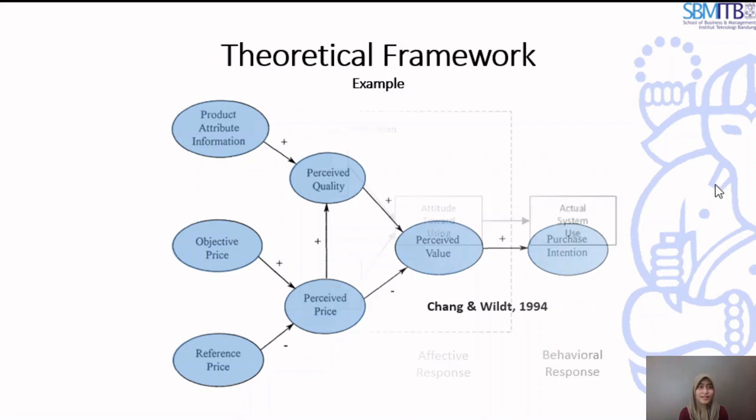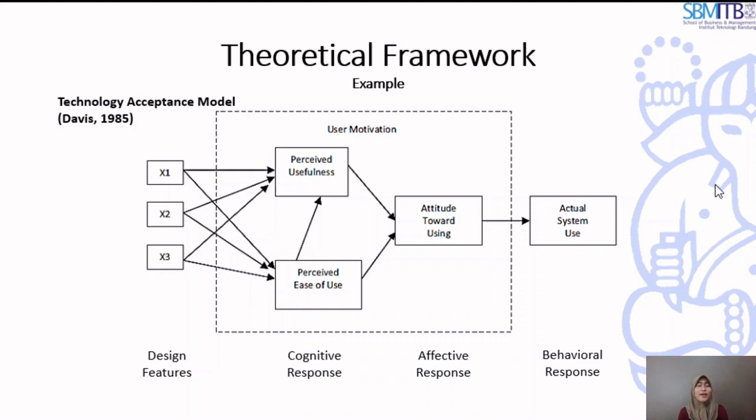Here is another example of theoretical framework. In 1985, Davis developed a conceptual model called TAM, Technology Acceptance Model. It is a ubiquitous theoretical framework. In this model, he believes that the actual system use is determined by user motivation variables, which can be categorized as affective response and cognitive response. Further, the design features are identified as antecedents of user motivation variables.